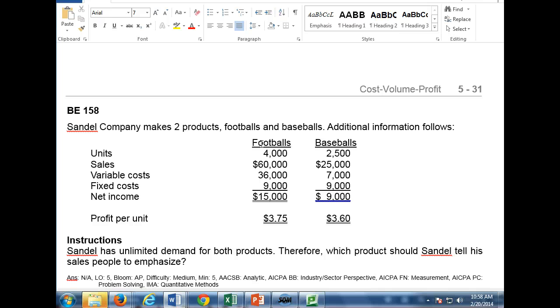Sandal Company makes two products. They have footballs and they have baseballs, okay? And we have the number of units, the sales, the variable cost, fixed cost, the net income, and the profit per unit. Sandal has unlimited demand for both products. Which of these products would Sandal tell his salespeople to emphasize?